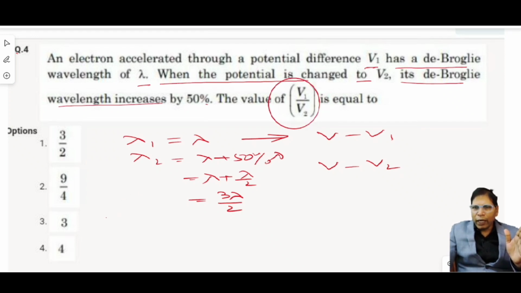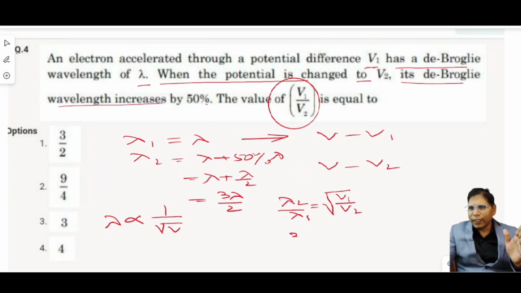Now you know the de Broglie wavelength lambda is directly proportional to 1 by root under V. Therefore, lambda 2 by lambda 1 is root under V1 by V2. Now, lambda 2 by lambda 1 is 3 by 2. This equals root under V1 by V2. So, squaring, we get 3 by 2 the whole square. So, 9 by 4 is the ratio between V1 and V2.